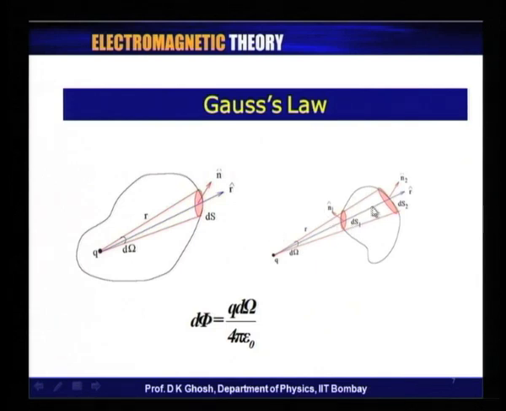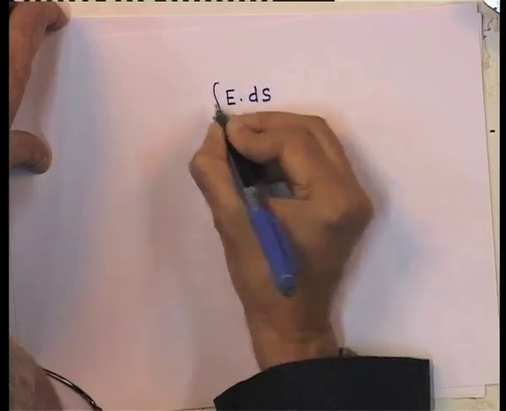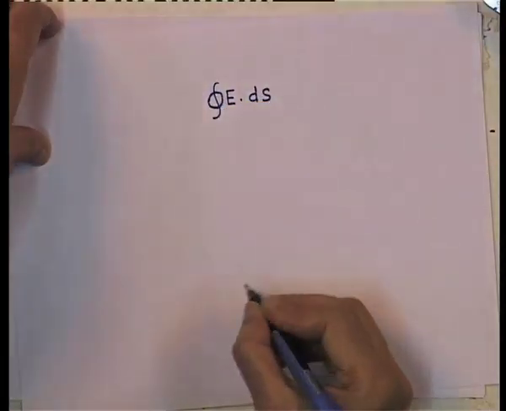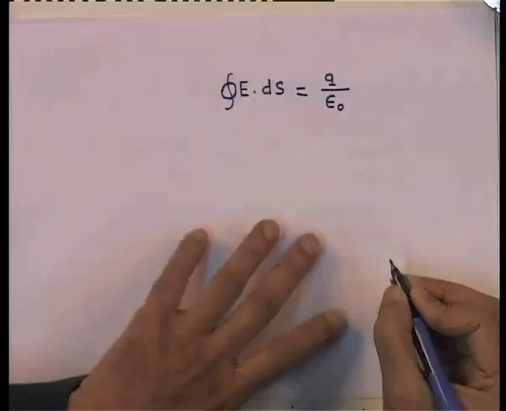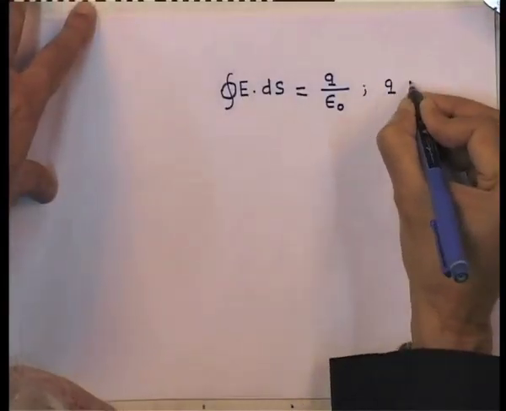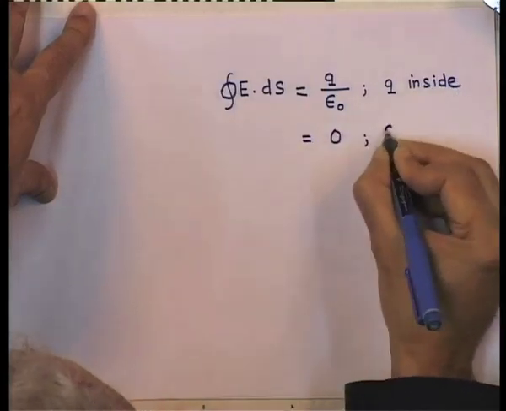Now, as a result, as you go around this surface, for every positive solid angle, there would be a negative solid angle, and the net effect would be 0. So, what have we actually got? What we got is that the integral of E dot dS over a closed surface is equal to q by epsilon 0, when the charge q is inside the surface, and is equal to 0 if q is outside.